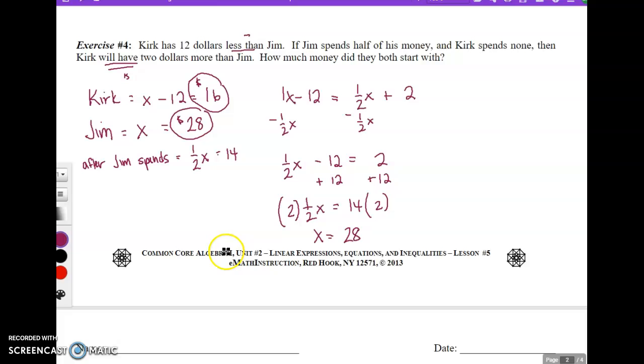Okay, so that is linear word problems. So what we're looking for is write your let statements, set up your equation, solve the equation, answer the question, and check for reasonableness. All right, and that is the end of the video.